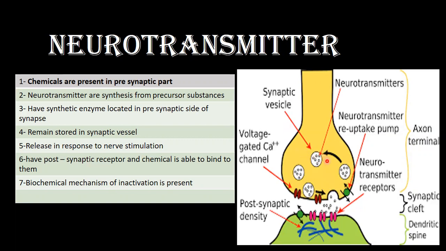See, these are the synaptic vesicles where neurotransmitters can be stored. Then they have postsynaptic receptors, and the chemical, whatever the neurotransmitter, like ACh, comes and binds over it, and then a biochemical inactivation mechanism occurs. So these are the criteria on which our neurotransmitters work.